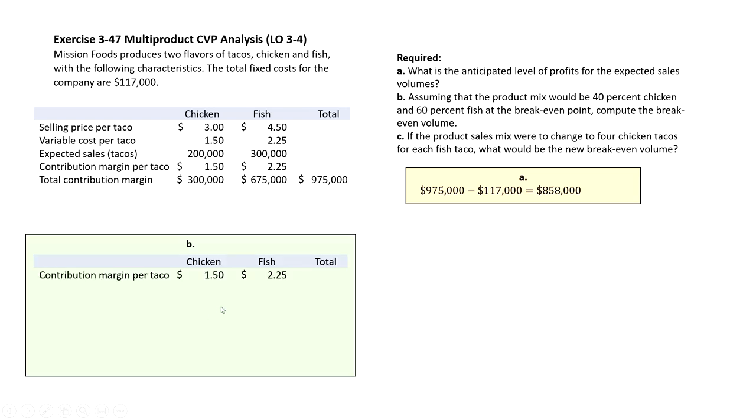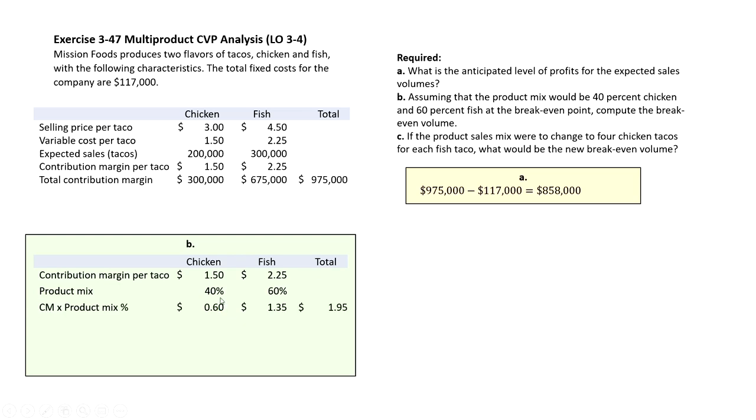Now, your book gives you sort of, I would consider, a buffet of options for calculating multi-product CVP analysis. I tend to prefer the weighted average contribution margin. If you prefer the product mix option, go for it. I'm going to go ahead and demonstrate weighted average. Both of them are going to get you to the same endpoint. My starting point is the contribution margin dollars per taco that we originally calculated above. It's $1.50 for chicken and $2.25 for fish. Then I'm going to weight that by multiplying it times the sales mix, and that is 40% for chicken, and that is 60% for fish. That's the mix they were given.